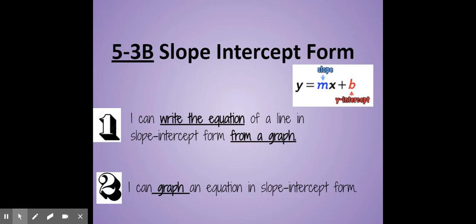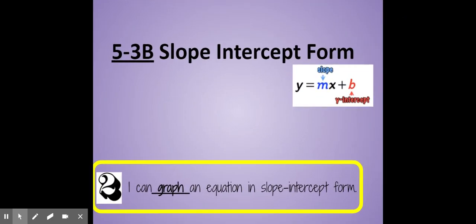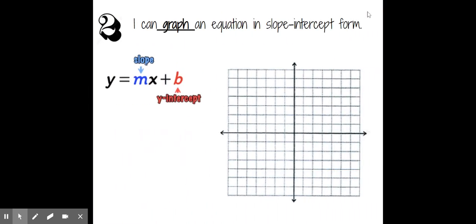There are two goals in this lesson. However, this video will be focusing on goal 2. The goal for this lesson is: I can graph an equation when it is written in slope-intercept form. Now, when an equation is written in slope-intercept form, it is really easy to locate the slope and the y-intercept. And if you know both the slope and the y-intercept, it's very easy to graph the equation.